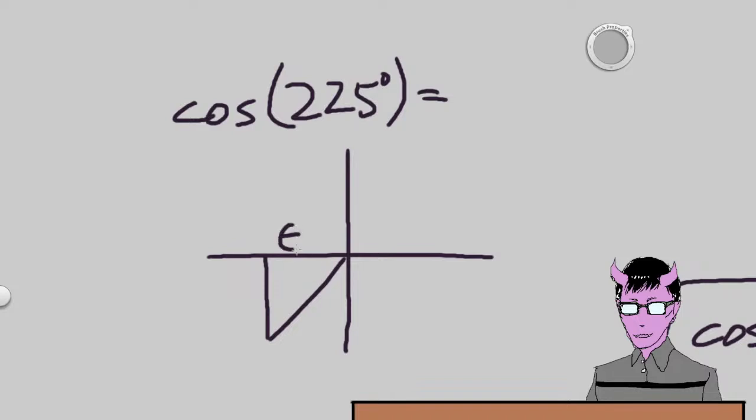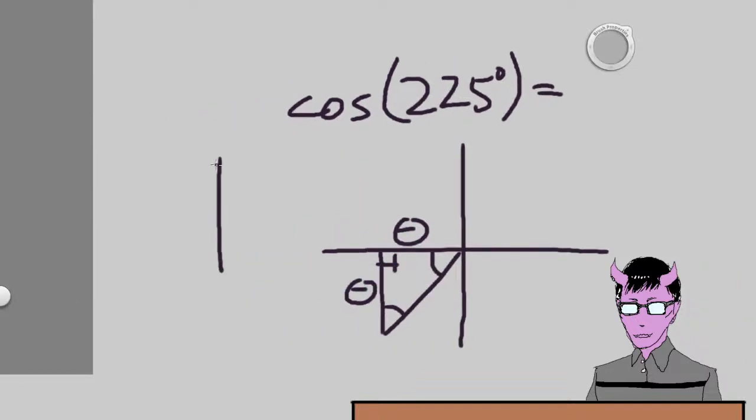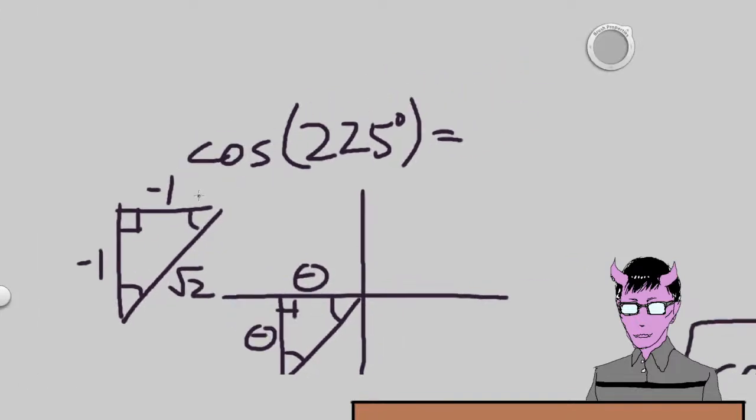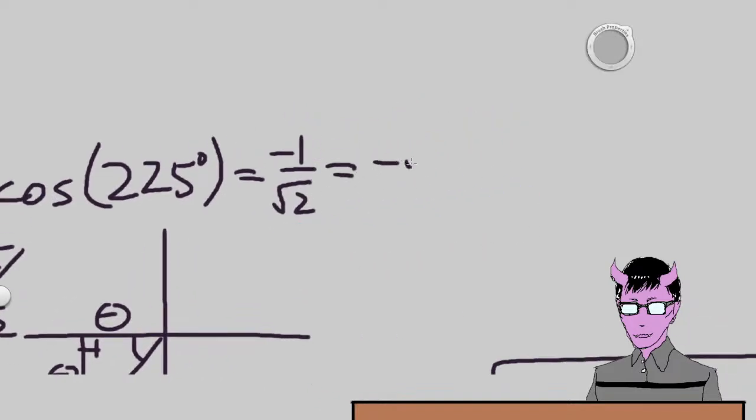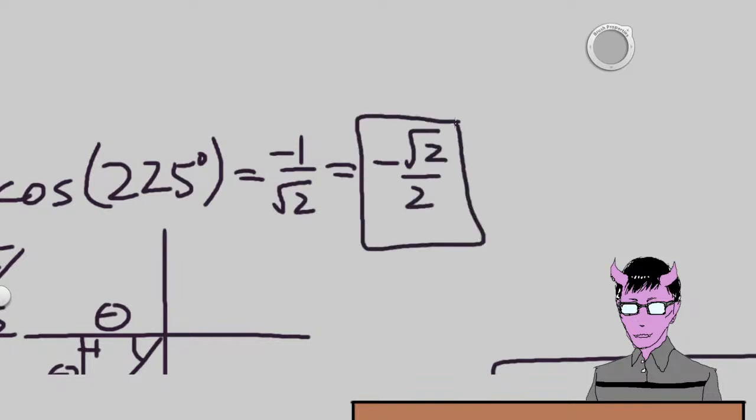What are we dealing with? Negative, negative, 45 past. So we're dealing with a 45, 45, 90. This looks like a funny frog face. So what are the ratios of a 45, 45, 90? In conjunction with these signs, it's going to be negative 1 to negative 1 to root 2. It's cosine, adjacent over hypotenuse. Rationalize if you have to. Final answer.